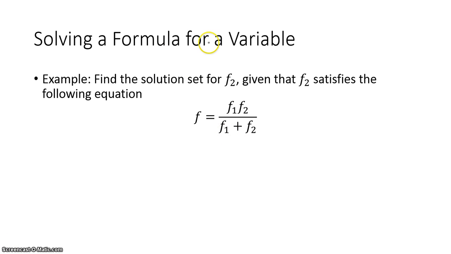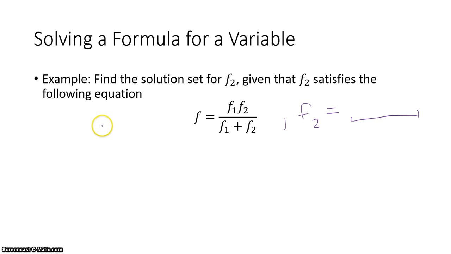Still solving a formula for a variable. We want to find the solution set for f2, given that f2 satisfies the following equation. So we have f equals f1 times f2 divided by f1 plus f2. So in the end, when we say find the solution set for f2, first thing we want to do is solve this equation for f2, and then we'll say what the solution set is. So I want f2 equals some stuff, not involving f2's.